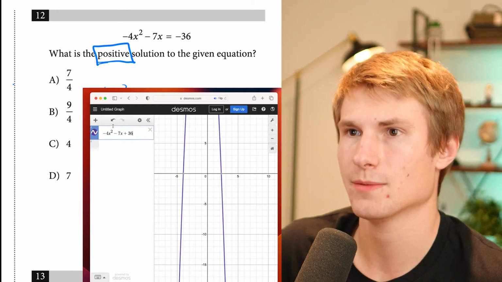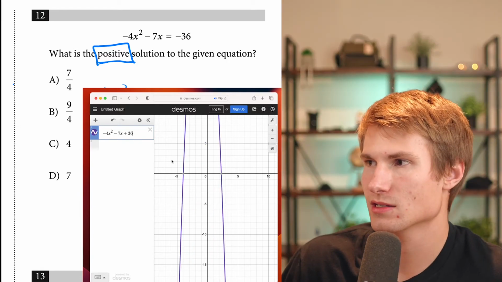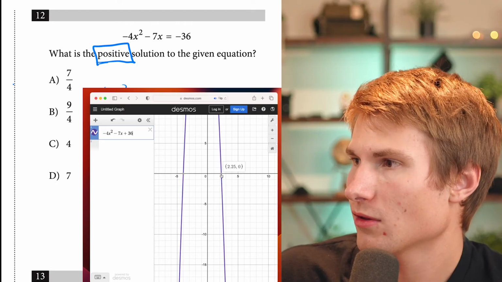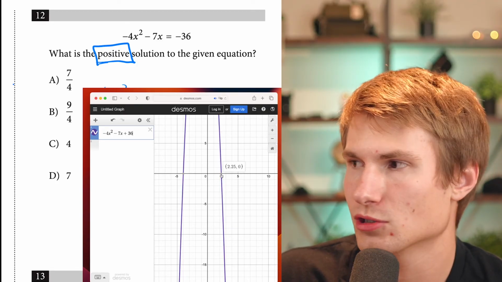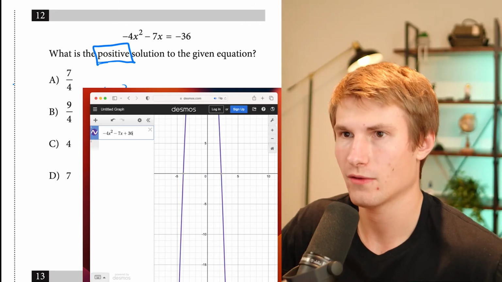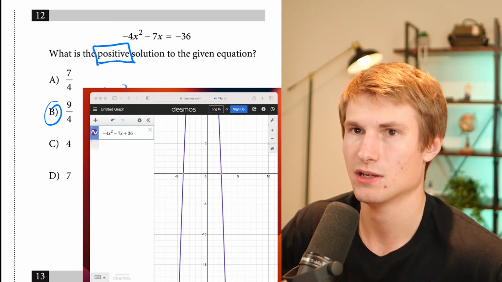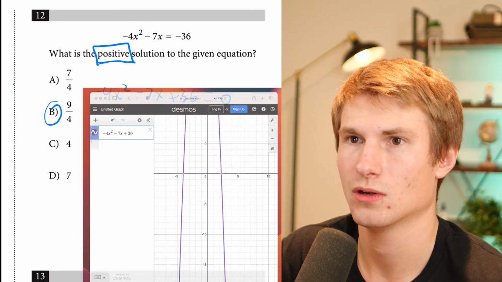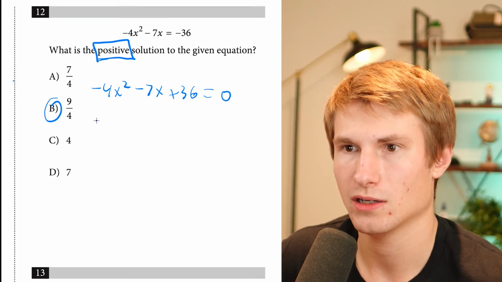All right, so let me make sure I typed that correctly. Negative 4x squared minus 7x plus 36. We look for where that equals 0. We're asked for the positive solution, so that'll be 2.25. 2.25 is equal to 9 over 4, so our answer there would be B, and we can go ahead and move on. Let me go ahead and hide Desmos now. Okay, so there we go. We can go ahead and move on now to question number 13.